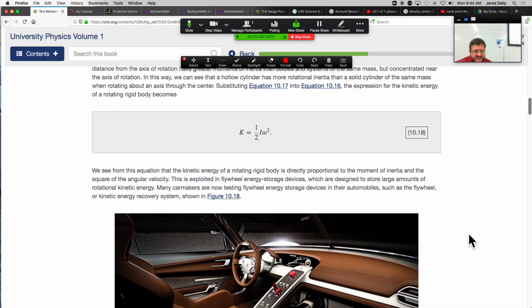In the end, what we discover is that no matter how we calculate the moment of inertia of an object, the kinetic energy is going to equal 1/2 times that moment of inertia times the rotational velocity squared.